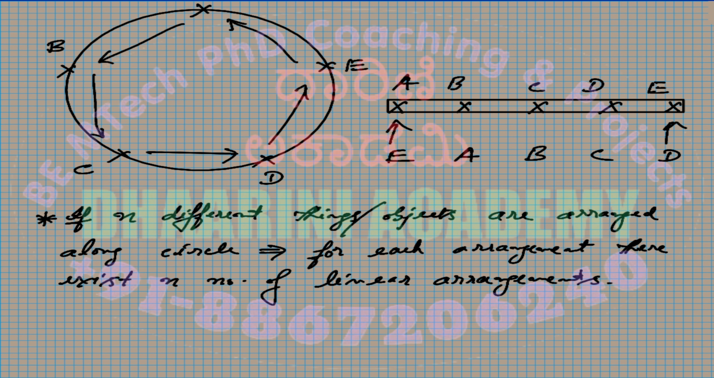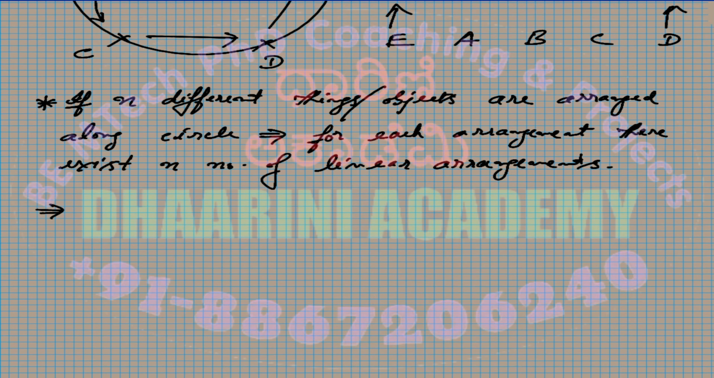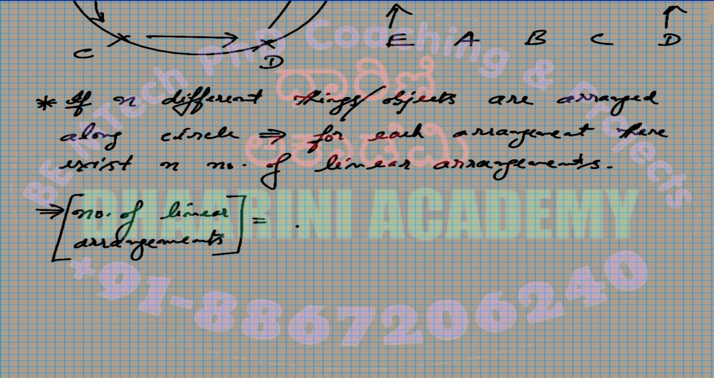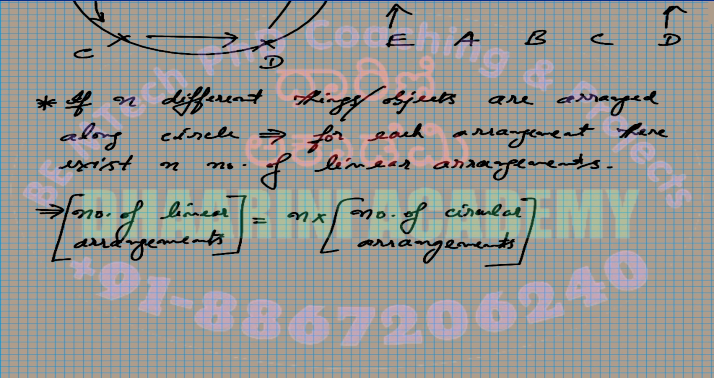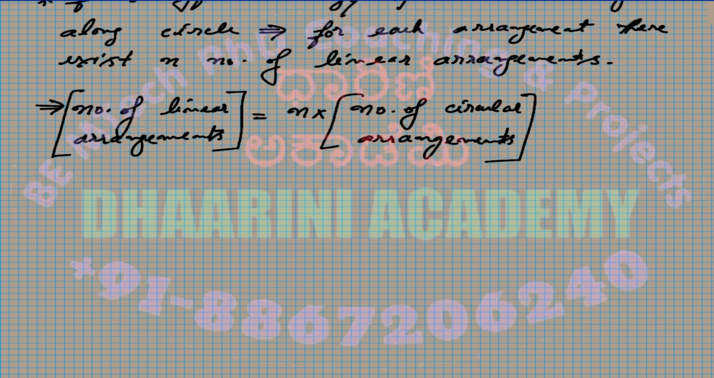So I can write this in a different way. This implies the number of linear arrangements should be equal to n multiplied with the number of circular arrangements. So this is the first formula which we have to remember.